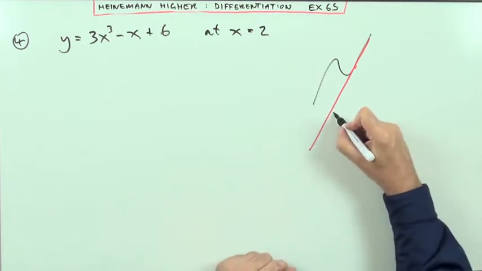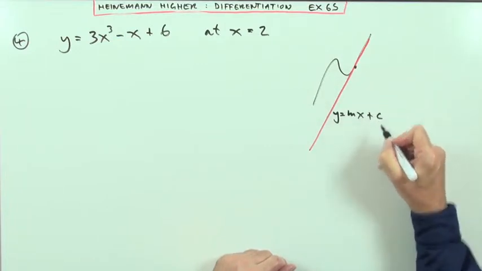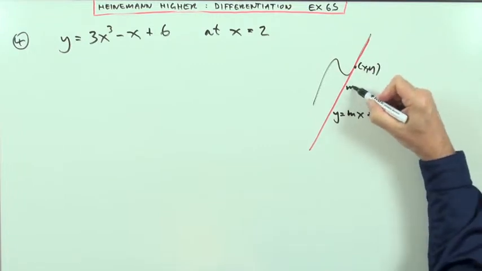Since that's a line, there's two things I need to know about that line. I'll just put it in the form of y equals mx plus c just now, hopefully. I need to know a point on it, the point x, y on it, and I need to know its gradient.